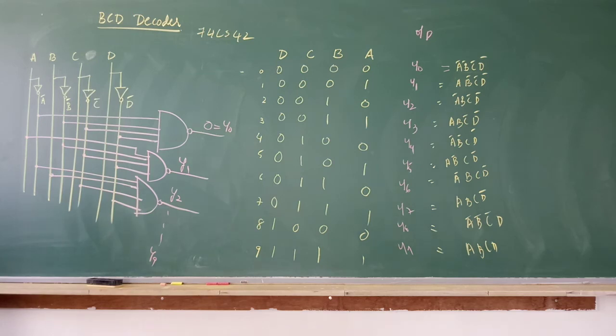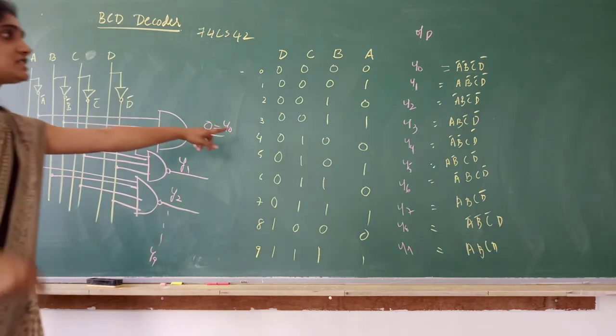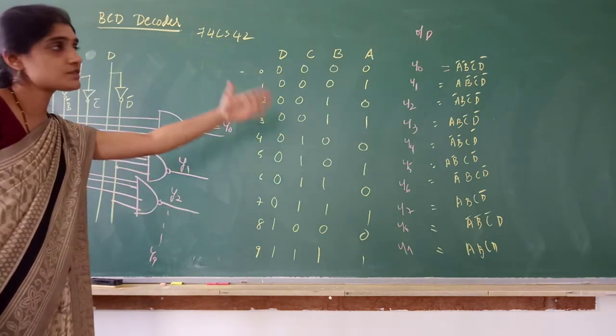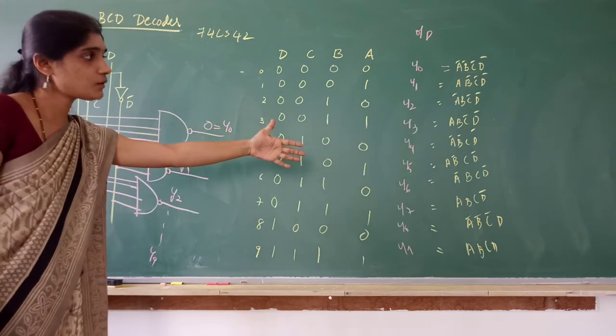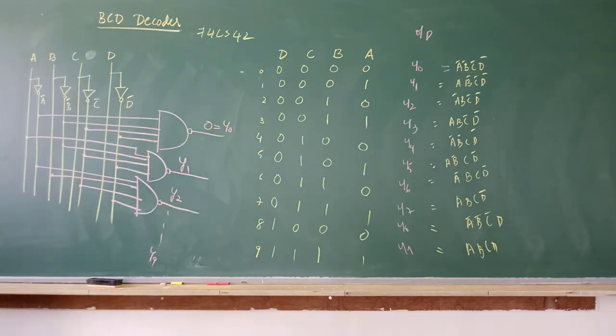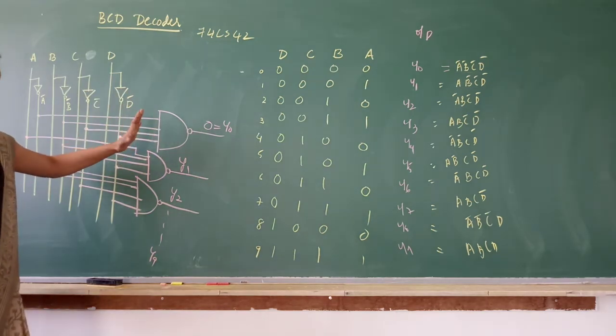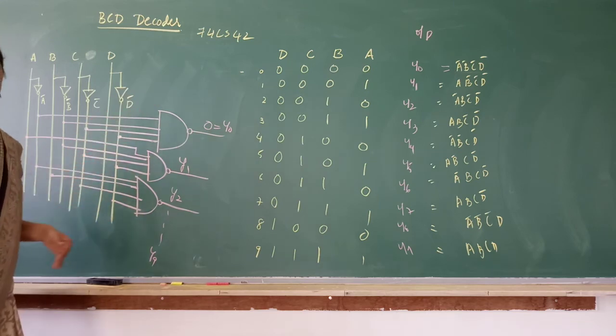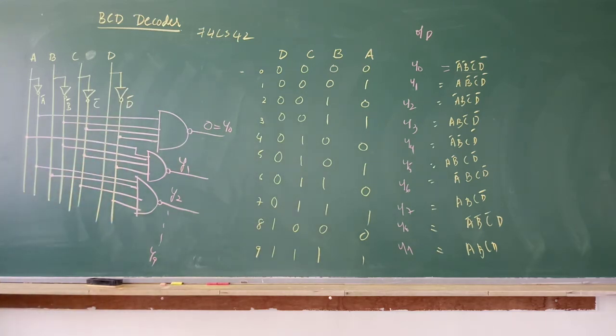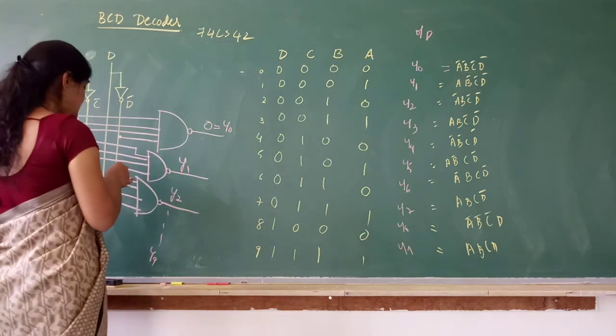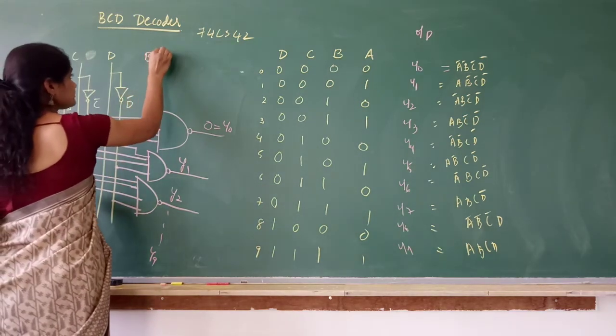Very simple circuit diagram. You just have to write the truth table for BCD decoder. Write the equations for all the output variables. For the equations, write the circuit diagram using NAND gate. The reason why we are using NAND gate is the outputs are active low. Otherwise, we would have used an AND gate. So this is the BCD decoder, that is 74LS42.